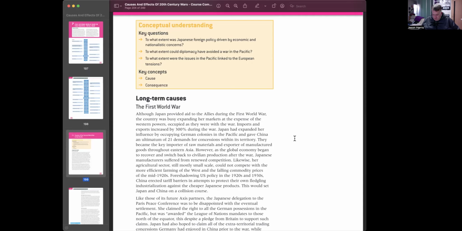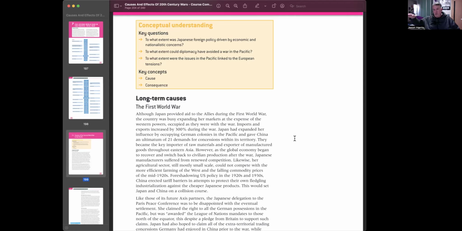Like those of its future Axis partners, Germany, Italy, Japan, if we're talking World War II, the Japanese delegation to the Paris Peace Conference, the Treaty of Versailles Conference, was to be disappointed with the eventual settlement. She claimed the right to all the German possessions in the Pacific. Japan wanted to get all the German possessions. They had small islands, they had some ports in China, but what was awarded, in quotes, were the League of Nations mandates to those north of the equator.